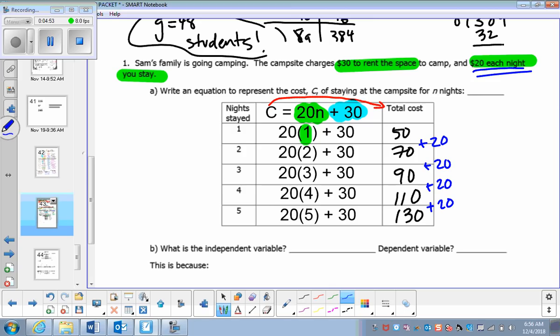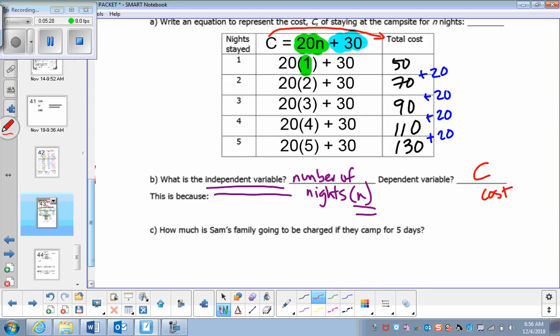Now what we have control over, folks, is the number of nights that we stay camping, or that Sam's family has control over the number of nights that he would stay camping. So because he has control of that, that's how we define the independent variable. So the number of nights. And here the number of nights was represented by the variable n, okay? Now what depends on that is going to be the cost. And so the variable c is the dependent variable. Again, this is because Sam's family has control. If you have control of something, that's your independent variable. Sam's family has control over the number of nights they stay.